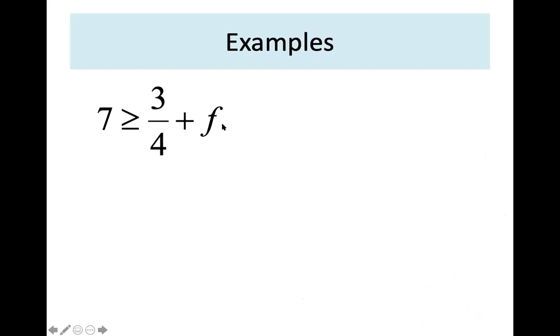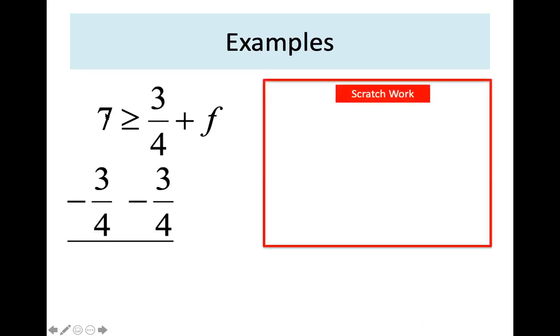So f is on the right side. What's attached is 3/4 by addition. So we're going to subtract 3/4 from both sides. Oh, I got to do some scratch work. So it's 7 minus 3/4. Well, we need that 7 to be a fraction, so we put it over 1. So 7 minus 3/4. Common denominator, 1 and 4 would be 4.